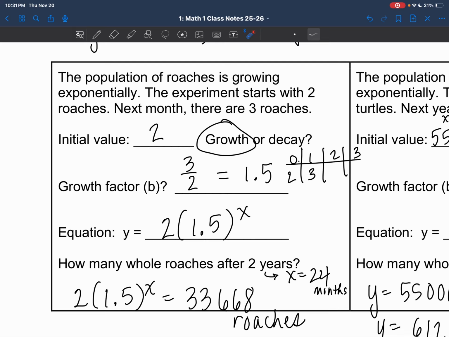All right, so to get the growth factor, you can set up a table if you need to. So we started with 2. Well, next month, we ended up having 3. So your amount's going up, so that's how you know it's growth. So remember, you're going to take this over 2, so 3 over 2. And that's going to give you 1.5. So either would be fine to put into the parentheses. So we're going to take your initial value times your growth factor to the x power. And x is months.